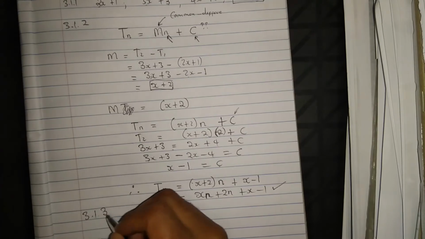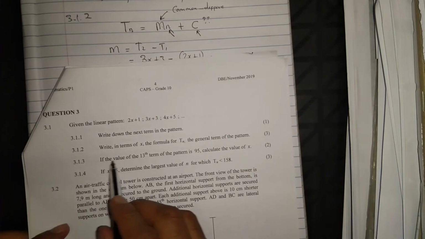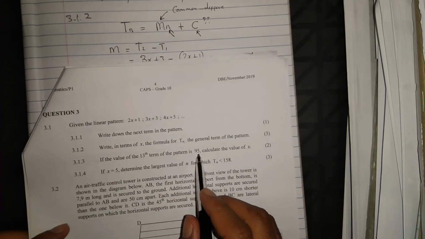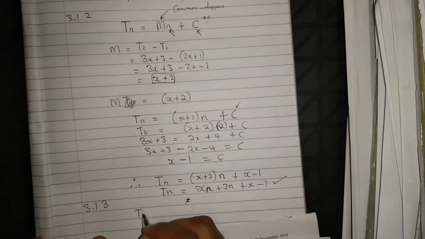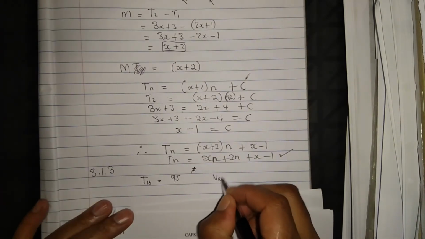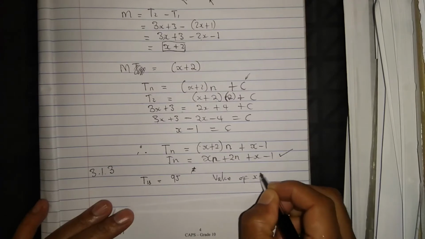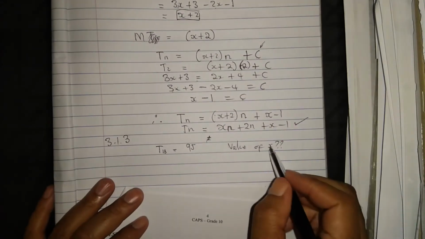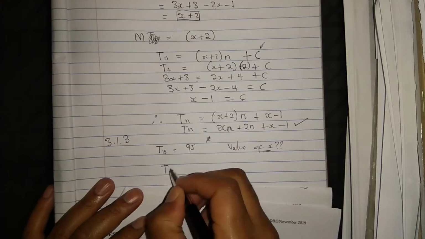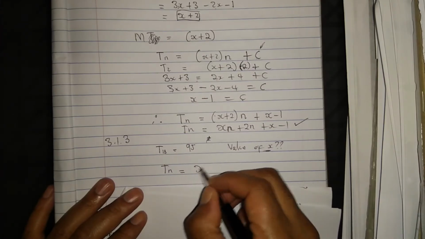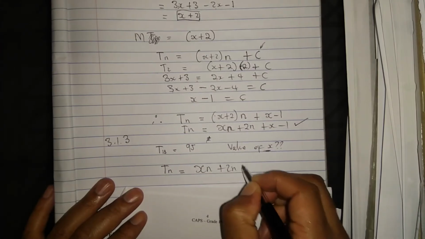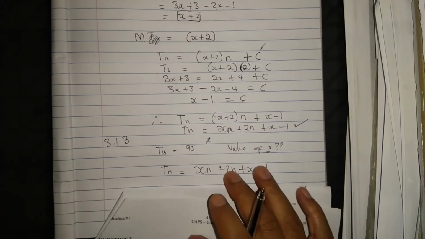Let's go to question 3.1.3. But if the value of the 13th term of the pattern is 95, calculate the value of x. So here they say T13 is equal to 95. We need to calculate the value of x. What is the value of x? So therefore, I take the general formula from the previous question, xn plus 2n plus x minus 1.